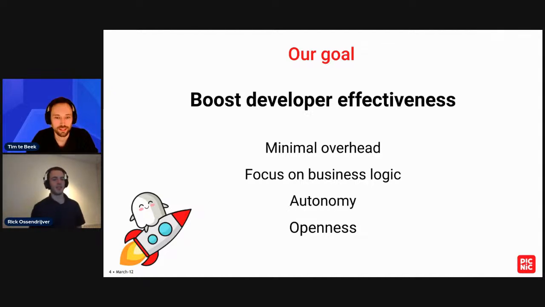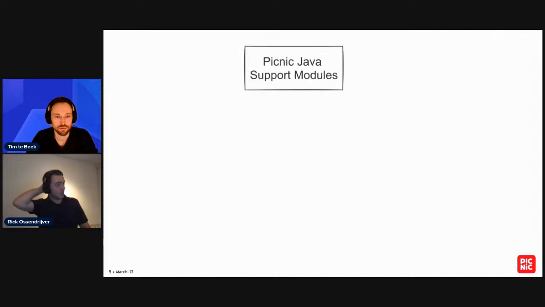And yeah, the idea is that the platform is really focused on openness, because the teams still need to be able to make decisions on how to build their application. So the question is, how do we structure that within Picnic? Well, we have one repository called the Picnic Java support modules, and this is a fairly large repository where we have all these different modules that the developers can use.